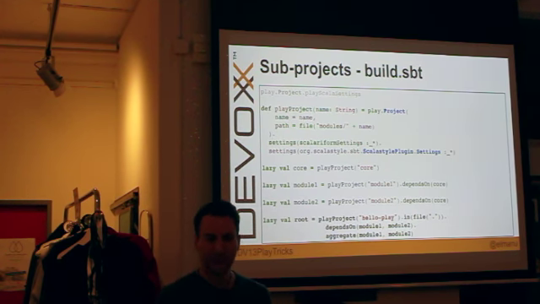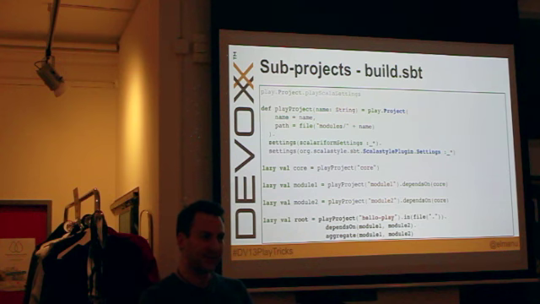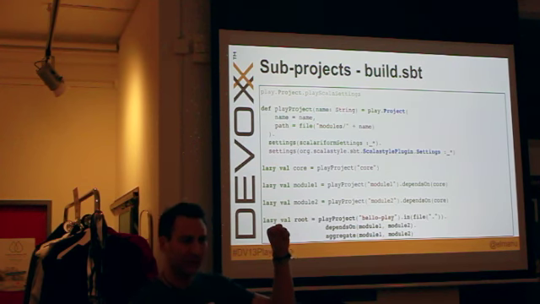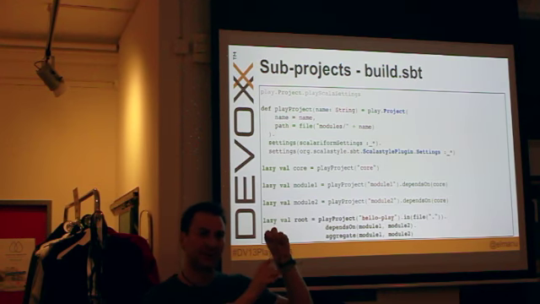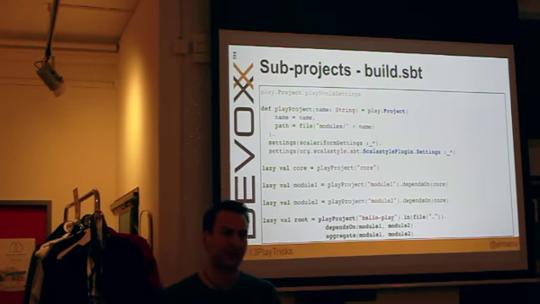And the root also uses aggregate. Aggregate means every SBT task that I run on this project is also run on the others. So if I run compile on the root project, it will also compile the sub-projects. If I run test on the root project, it will also test the sub-projects. If I run package on the main project, it will package it all together and send it off. So that's what you use this for.